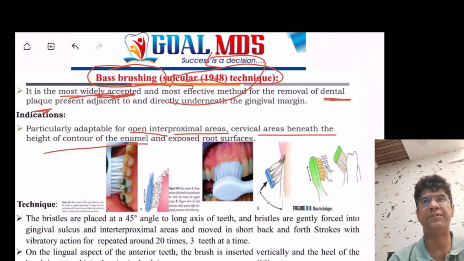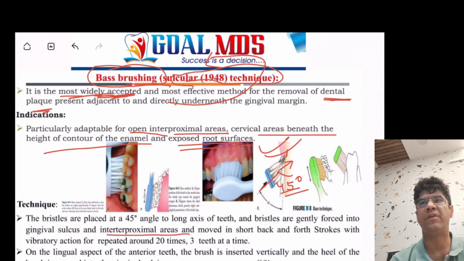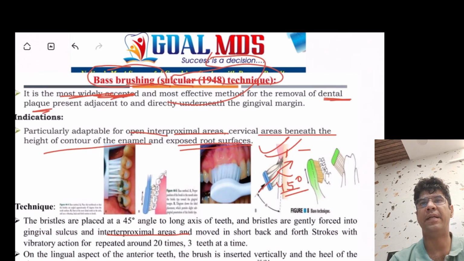So it is used for patients with open interproximal areas, cervical areas beneath the height of contour of the enamel and exposed root surfaces. Here the bristles are placed at 45 degrees to the long axis of the tooth. They are generally forced into the gingival sulcus and interproximal areas, and moved in short back and forth motion. The strokes are with vibratory actions, around 20 times, 3 times a day.